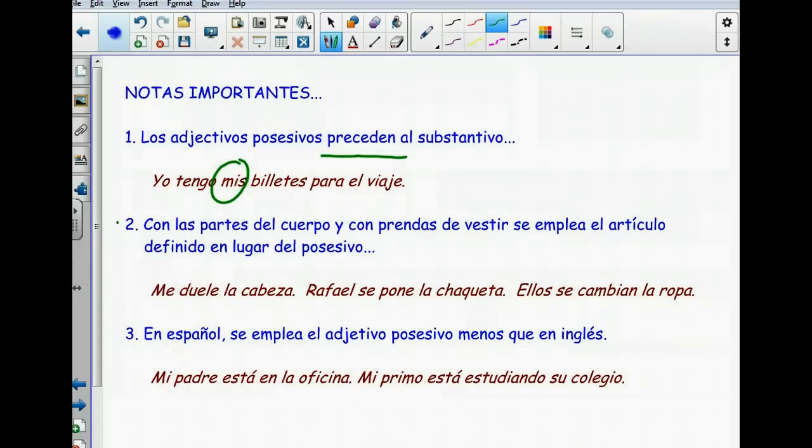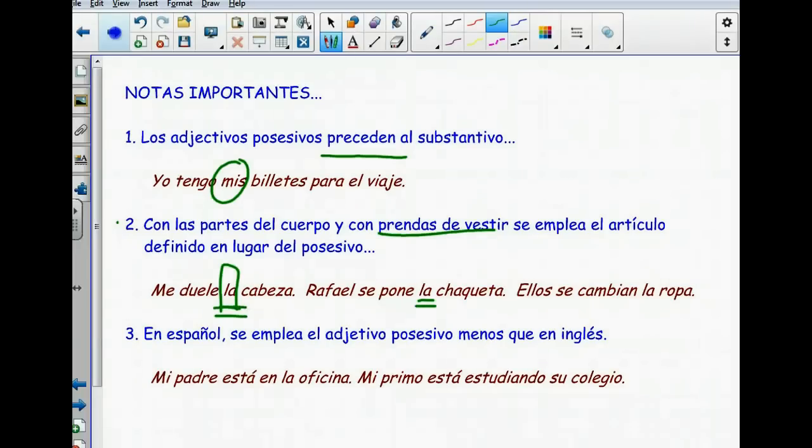Número dos, con las partes del cuerpo y con las prendas de vestir, articles of clothing, se emplea el artículo definido en lugar del posesivo. Esto es súper importante, ¿no? We don't necessarily or generally say me duele mi cabeza. We say me duele la cabeza. It's assumed that the head you're talking about is yours. The head hurts me, literally. My head hurts me. We use la instead of mi.